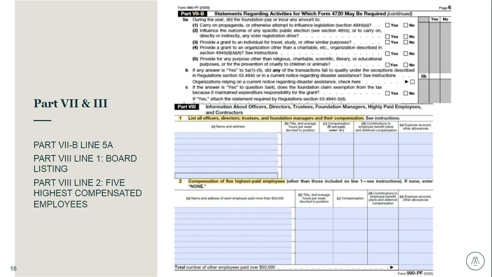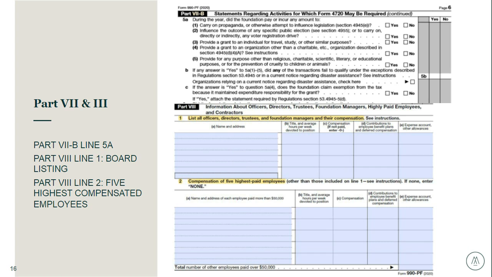Part 8 is the board listing. All officers who served during the year should be listed here with their titles and any compensation. And typically for the addresses, we do recommend that the foundation's address is used and not personal addresses, just to protect those individuals' privacy.